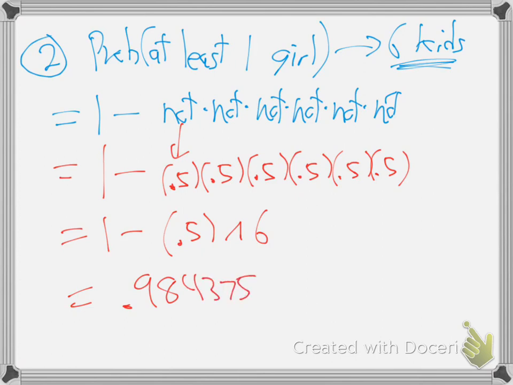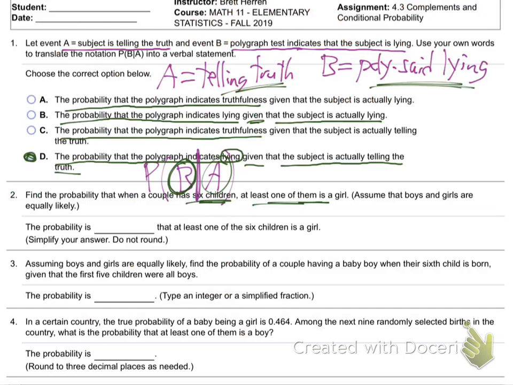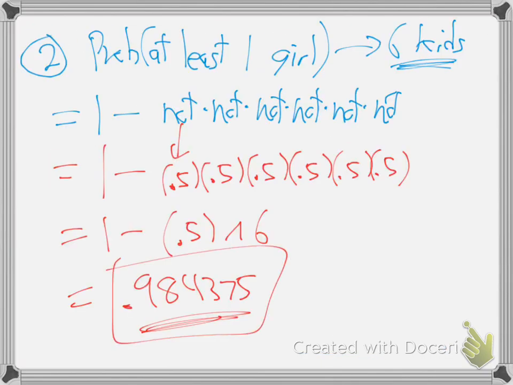I don't know how many decimal places they want. I'm going to go back and see. Do not round. Okay. So there it is, just straight like that. 0.9847. Does that probability seem reasonable? It's always good because you do sense probability. That's 98%, isn't it? Yep. There's a 98% chance if you're going to have 6 kids, you're going to have at least one girl.